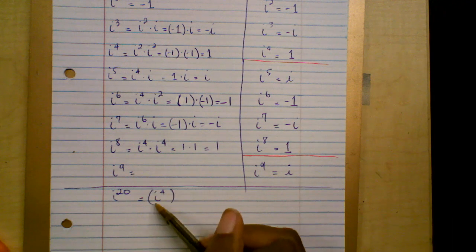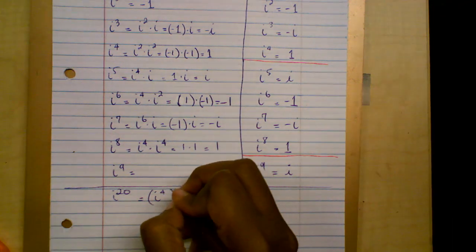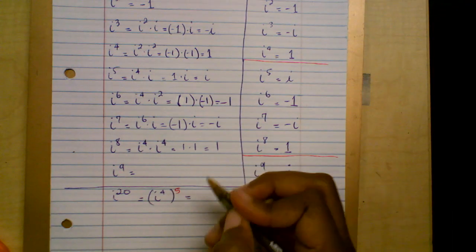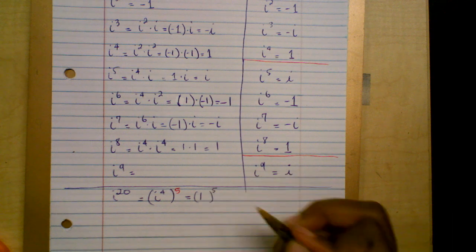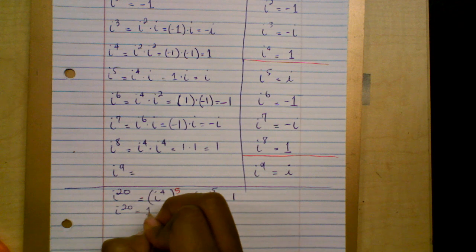I know that i to the 4th power is 1. But what number am I going to multiply 4 by to get 20? It's going to be 5. So I end up with i to the 4th power, which is 1, raised to the 5th power, which is 1. So i to the 20th power is equal to 1. That's it.